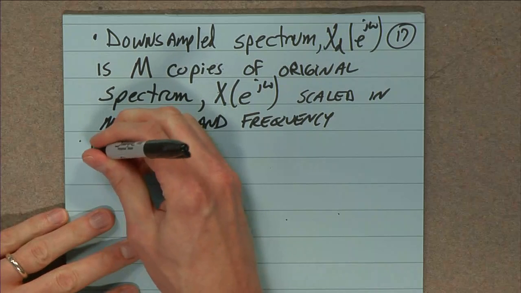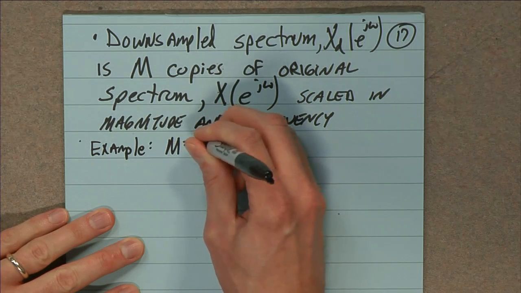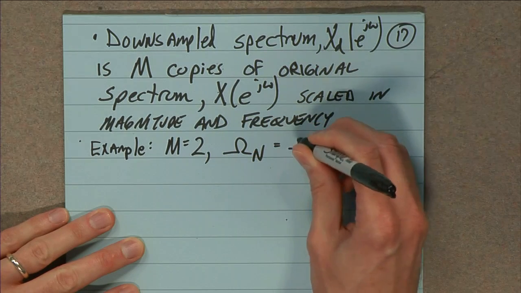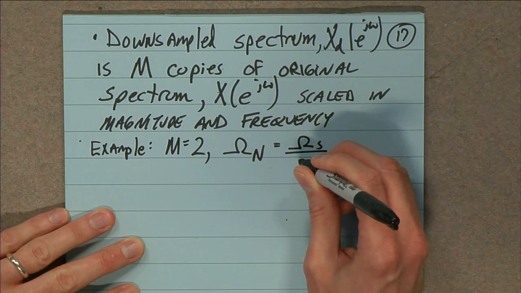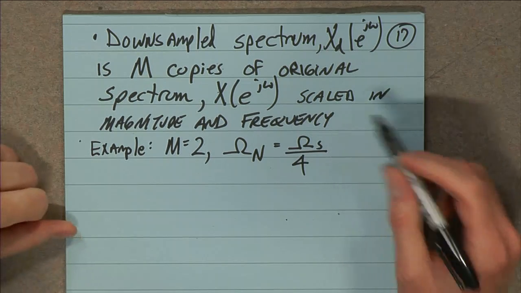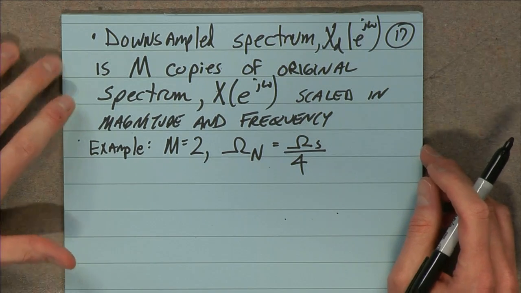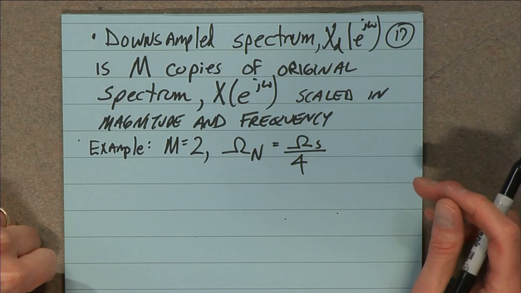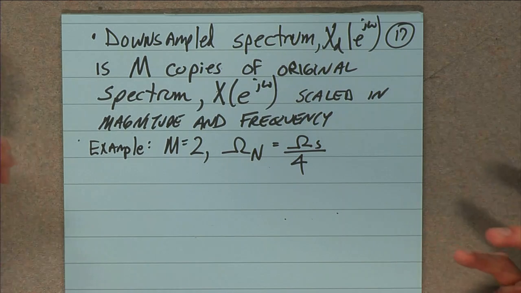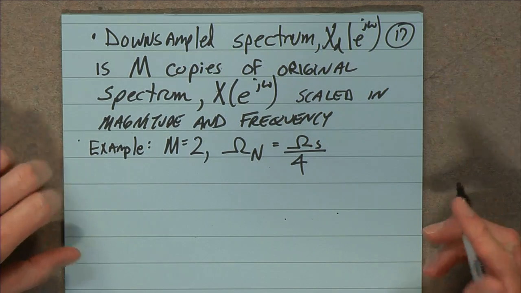So let's do an example. M equals 2, and our Nyquist frequency will be our sampling rate over 4. And we do that to make our life easier in seeing what's going on. Right off the bat, we wouldn't want to have an alias signal to look at and then start trying to figure out what this means with a whole bunch of alias signals running around, right? That would make our lives harder.